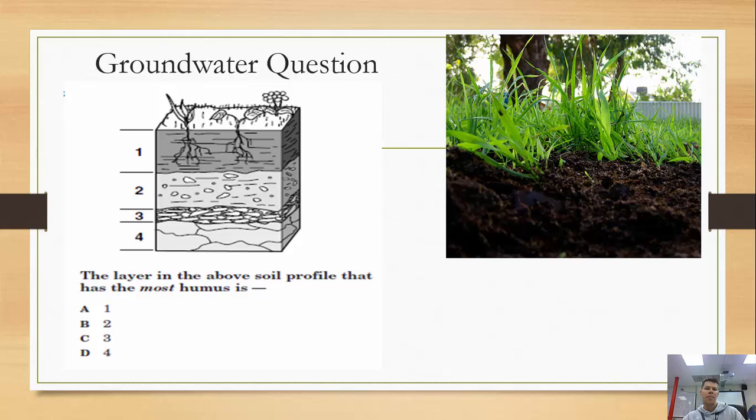The layer in the above soil profile that has the most humus is 1, 2, 3, or 4. And humus is the organic material. That's the decaying plants and animals, and that's where you're going to find the topsoil. So layer 1, choice A, that's where you're going to find all your good, fertile topsoil and all your organic material, which is also known as your humus.